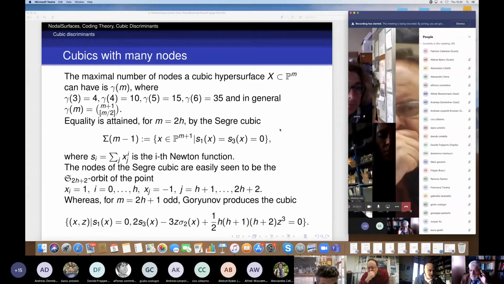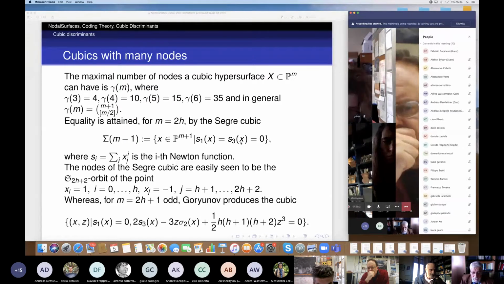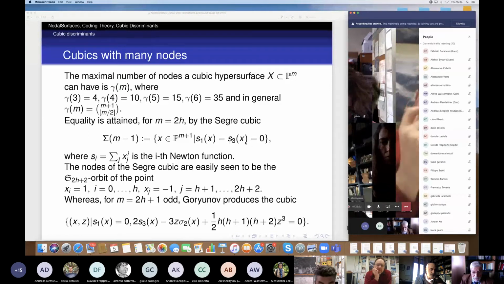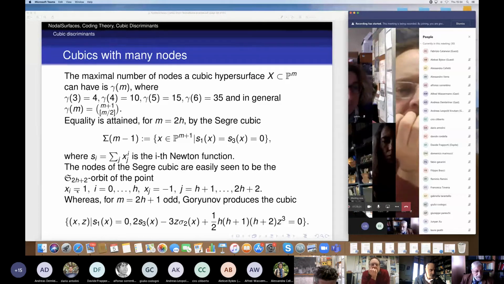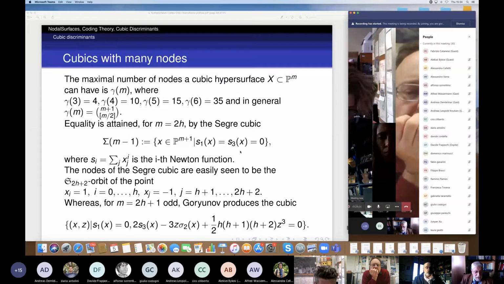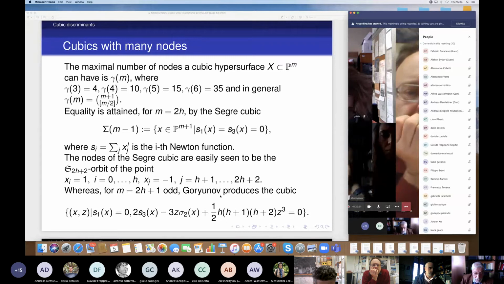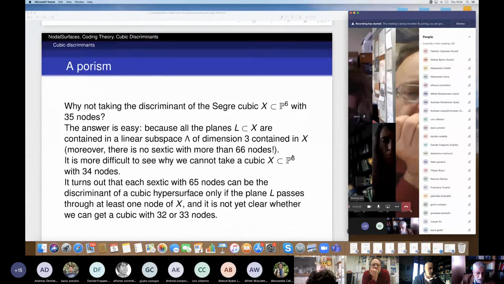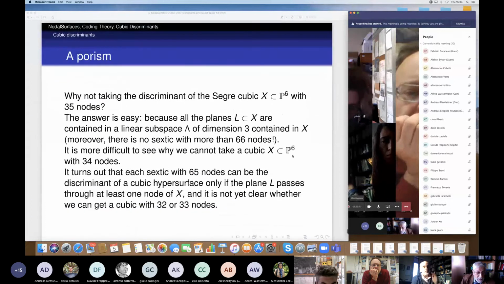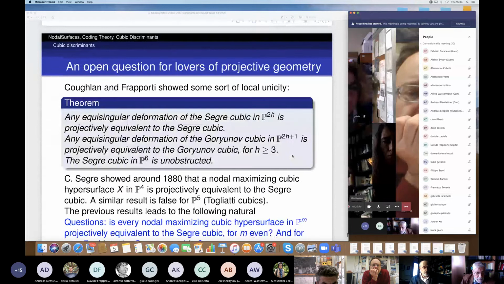So this Segre cubic is fantastic. It's given by a very simple equation: the first Newton function, the sum of the coordinates, equals 0, and the sum of the cubes of the coordinates equals 0. And these nodes can be easily seen. You just take half of the coordinates equal to plus 1 and the other half equal to minus 1. And for odd dimension, Goryunov also produced a cubic with the maximal number of nodes. I will skip this.